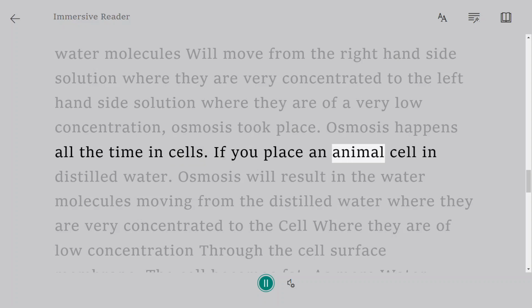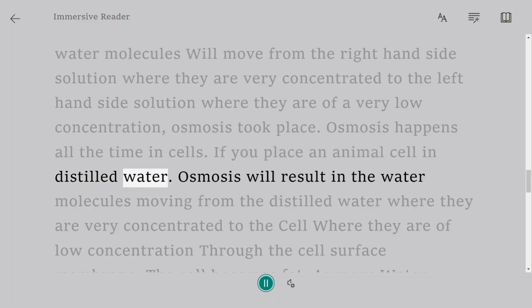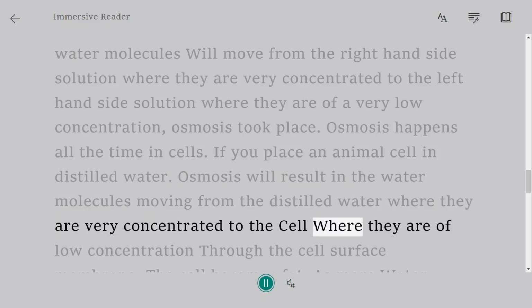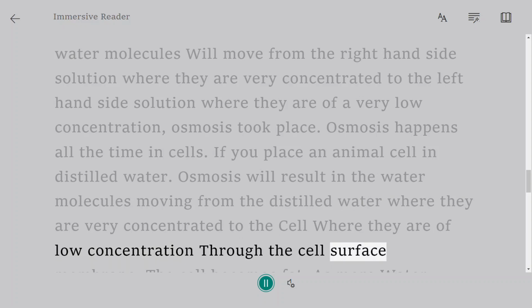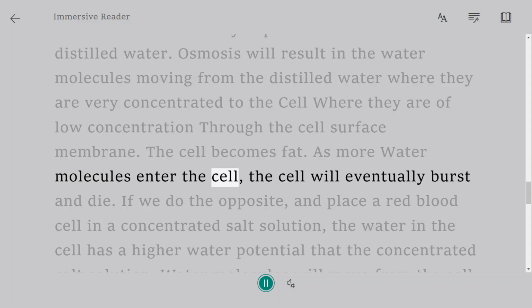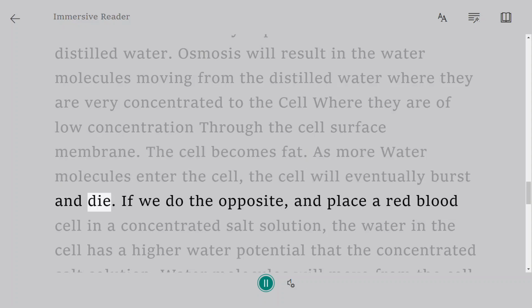If you place an animal cell in distilled water, osmosis will result in the water molecules moving from the distilled water, where they are very concentrated, to the cell, where they are of low concentration, through the cell surface membrane. The cell becomes fat. As more water molecules enter, the cell will eventually burst and die.